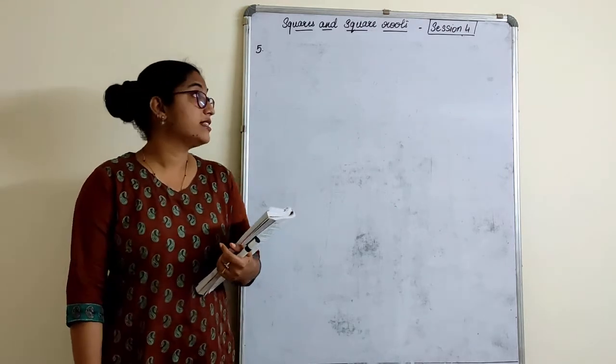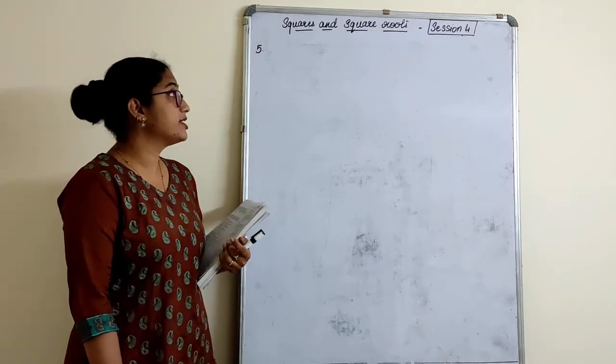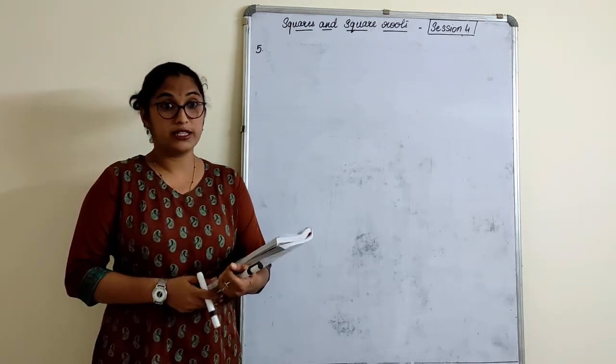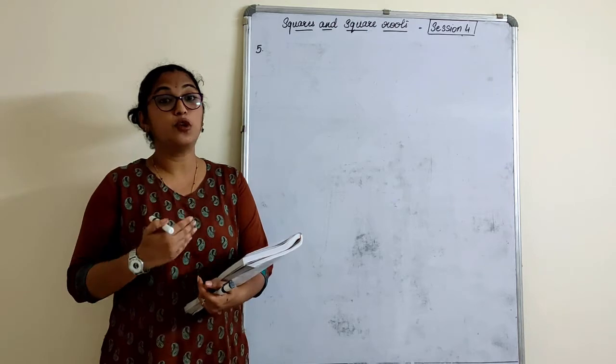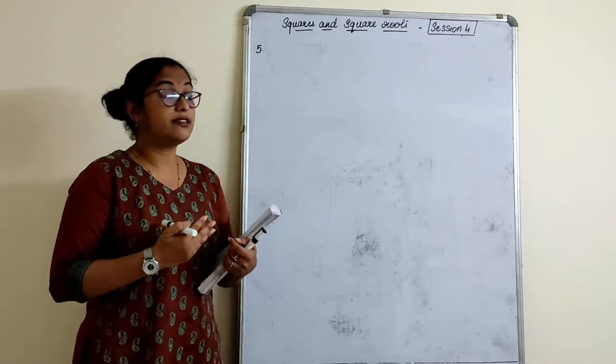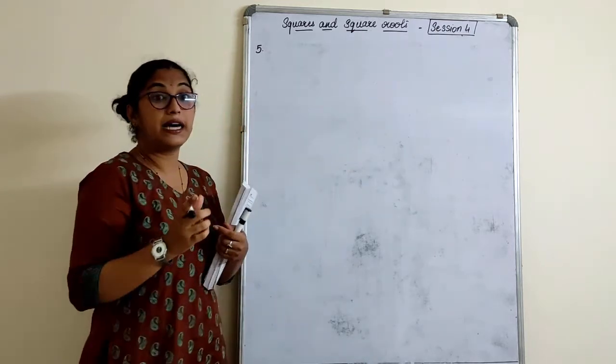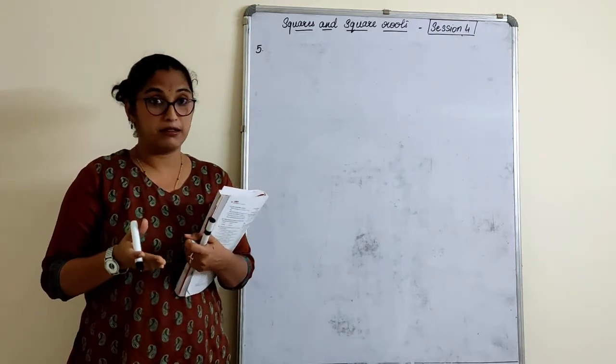Good morning. So we'll start session 4 on the chapter Squares and Square Roots. We had completed the exercise we started. We completed the first 4 parts of the exercise. That is, we understood how to find the square root of a given number by the prime factorization method, right?